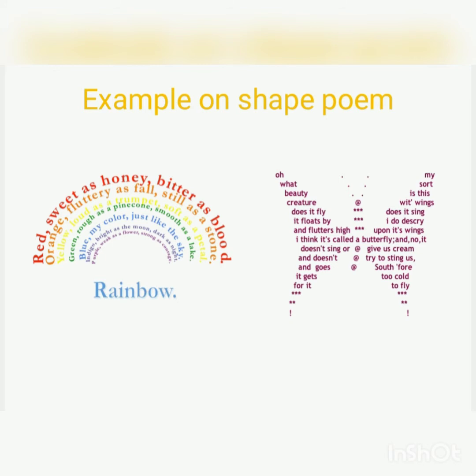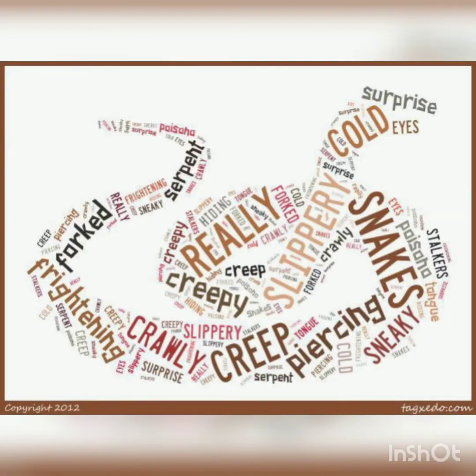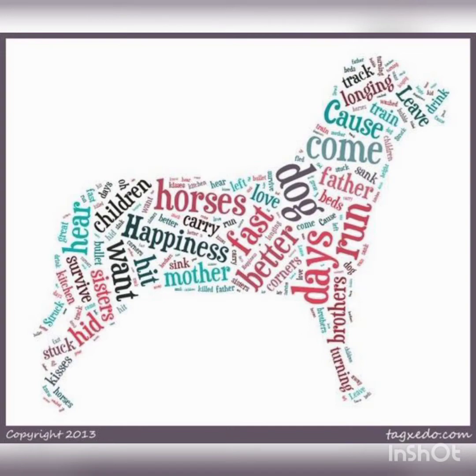the poem should be about the rainbow, and at the same time the writing should be in the shape of a rainbow. Likewise, if you are writing about some other thing, like a butterfly or a dog or snake or whatever it is, the poem should be about that particular thing, animal or person, and at the same time it should be according to the shape of what you're writing about.